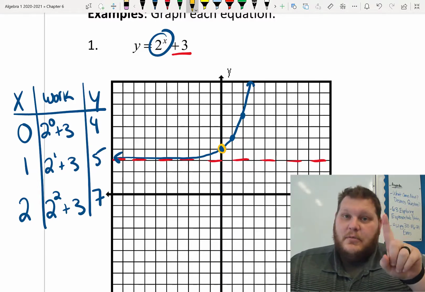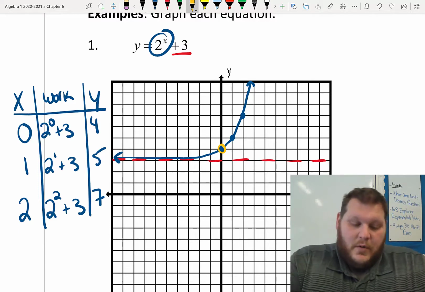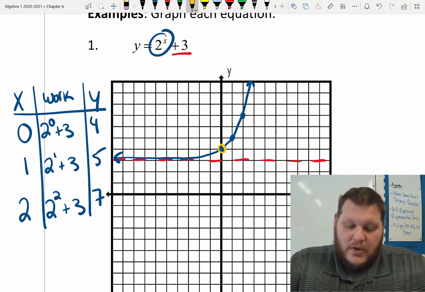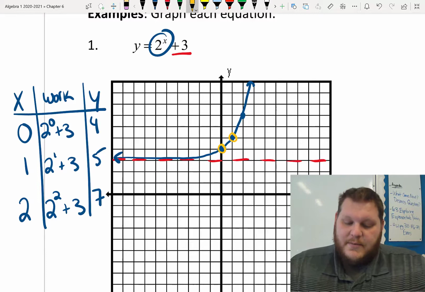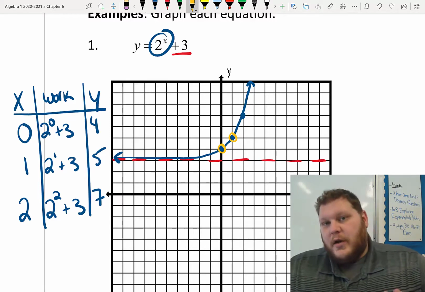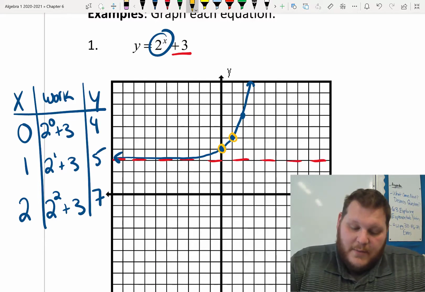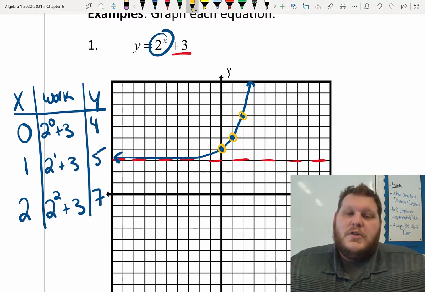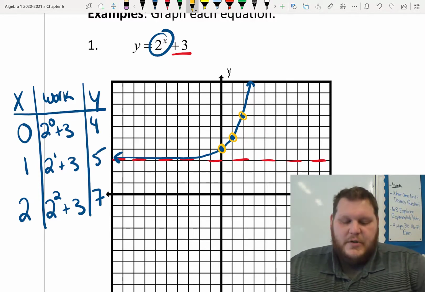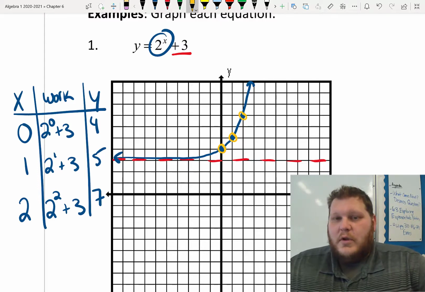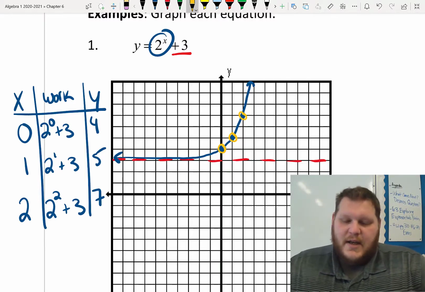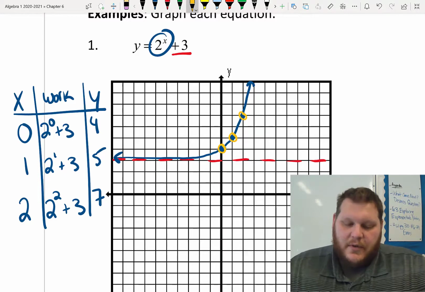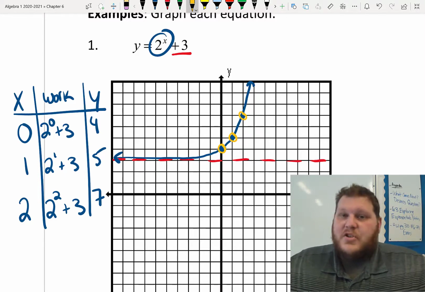2 to the first power, so an x value of 1, is 2. I'm 2 units above my asymptote. 2 squared is 4. 4 units above my asymptote is where that other point should be. So it's kind of a way to not have to evaluate all the way through. If you can't understand, I'll re-explain a couple more times as we're going through, but that's a shortcut that I use.